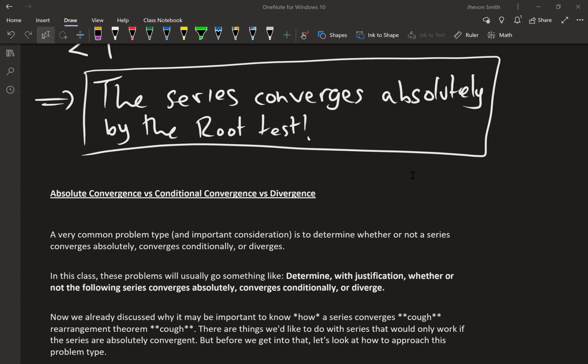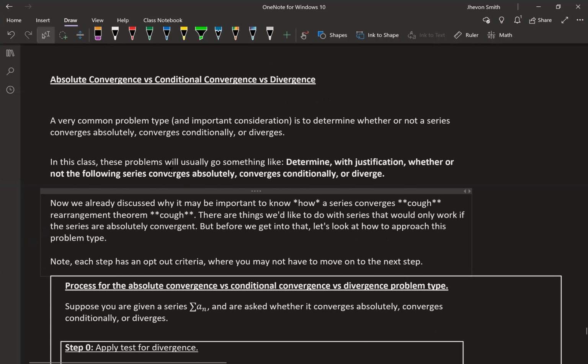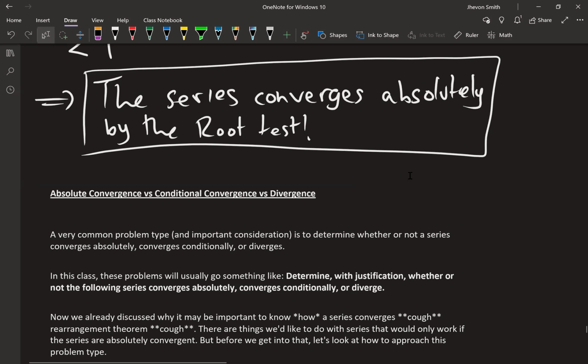And we often will have problem types that ask you just that. So you will have a problem type that is going to look like this right here. Determine with justification whether or not the following series converge absolutely, converge conditionally, or diverge. And yes, we're going to apply the series tests that I gave you before, but with a different emphasis on it. So also remember what it means to be absolutely convergent. It just means that I put absolute values around all the terms and then apply a series test to that new series and it still converges. That gives me absolute convergence.